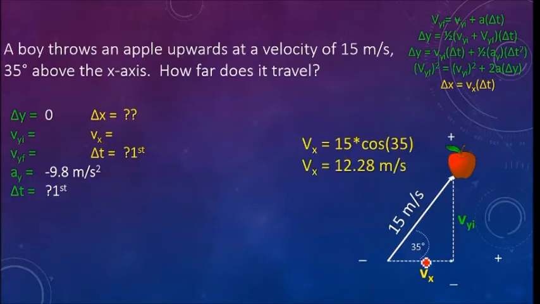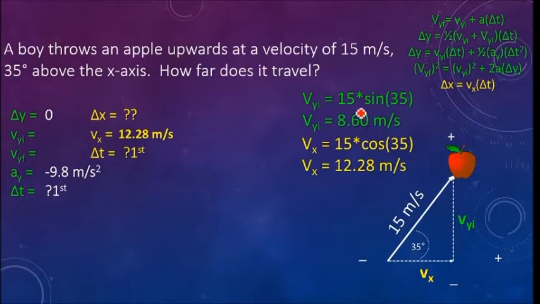All right, so if we look at the x side, that's going to be a cosine side. So cosine of 35 times this 15 is going to give us the side here. Vx is 12.28. Okay, so we're going to put that in there, 12.28. Let's find Vy initial. Okay, so in this case, it's the sine of 35, multiplied by 15 meters per second, is going to give us 8.6. So the Vy is 8.6.